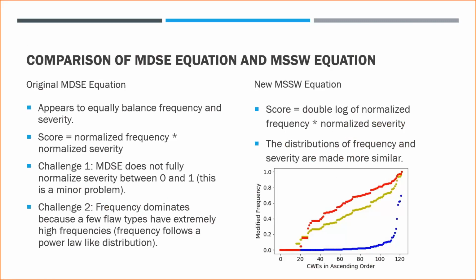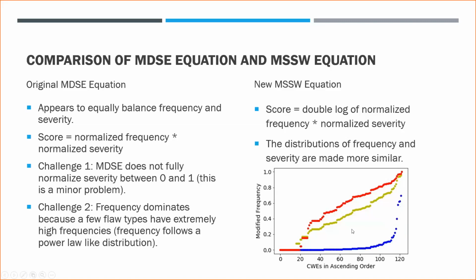In our new MSSW equation, we again multiply normalized frequency by normalized severity, but we do the double log of the normalized frequency. So why do we do that? In the bottom right figure, it shows what's going on here. On the x-axis, we're arranging the CWEs in ascending order by frequency. And the y-axis represents the normalized modified frequency. Now, the blue line represents just the raw frequencies, normalized from 0 to 1. And you can see after about 100 how they rapidly shoot up in frequency value.